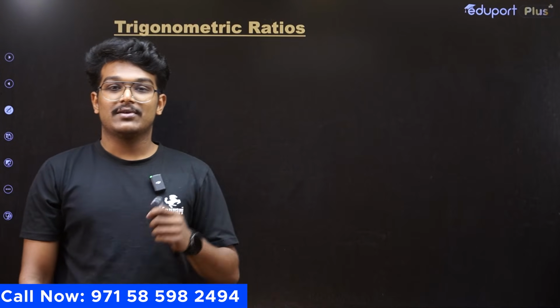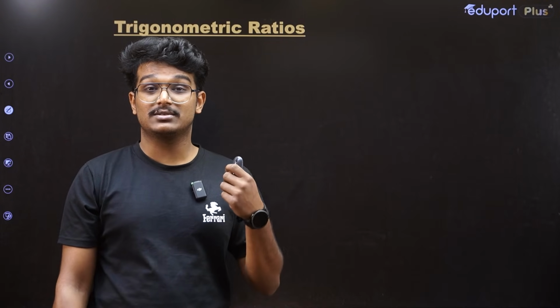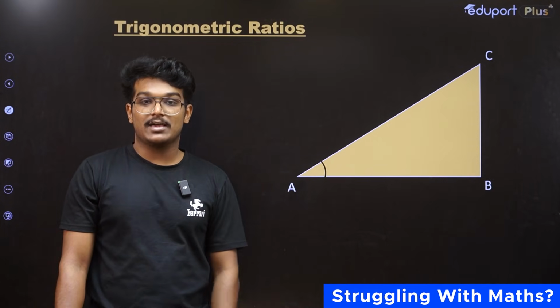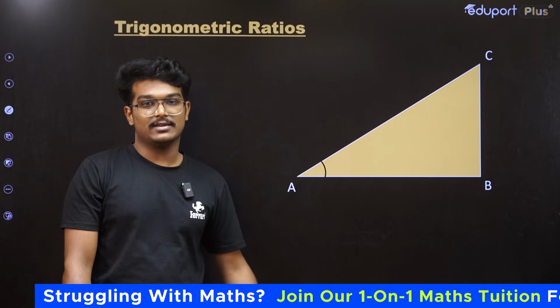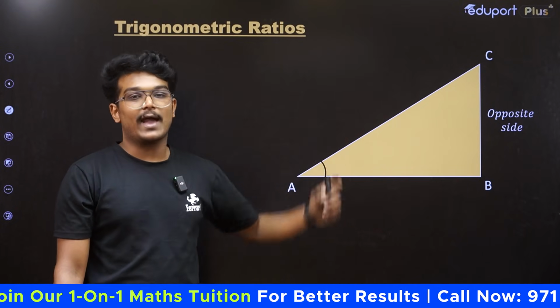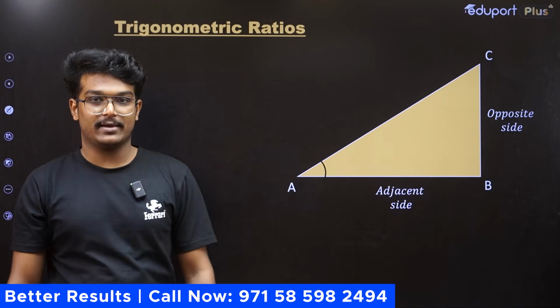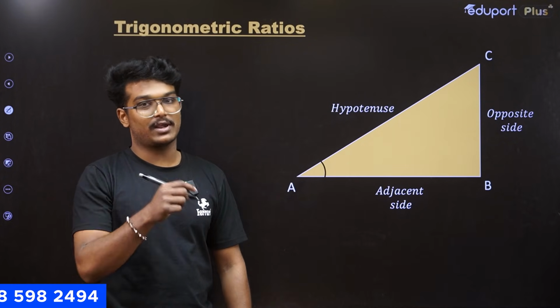So first of all, we have to learn the basic trigonometric ideas or the basic trigonometric ratios. So here is a triangle ABC. It is a right triangle and I am considering the angle A here. Then BC is the opposite side of angle A and AB is the adjacent side of angle A. Then the last one, hypotenuse: AC is the hypotenuse of this triangle.